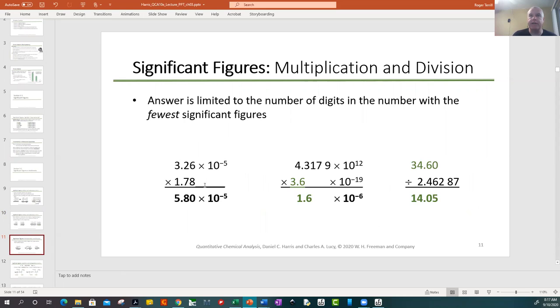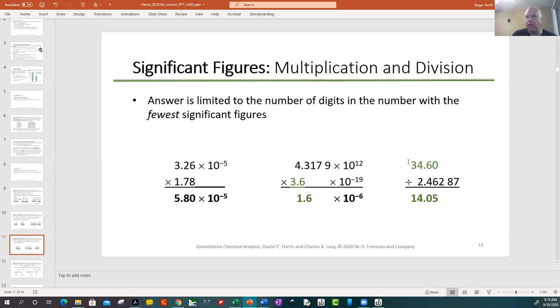So multiplication and division, the rule here is just keep the fewest sig figs. So if you've got 3.26 times 91.78, this is 3, this is 3, so the answer has 3. This is 5 sig figs times 2 sig figs equals 2, because you just take the lesser of the two, keep that number there. And the exponent doesn't even matter here. You just process the exponent, but it doesn't count in the sig figs. It's kind of strange, huh?